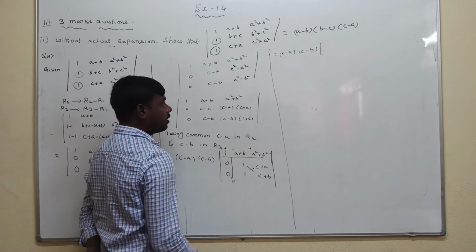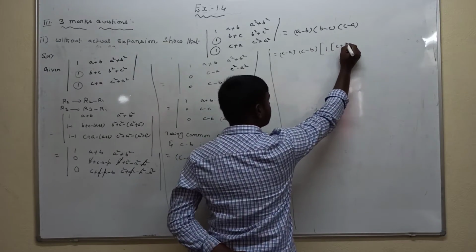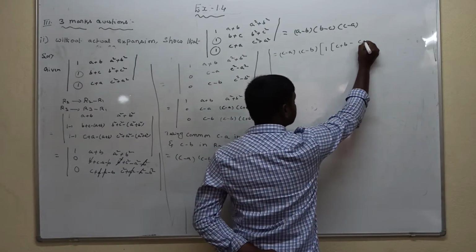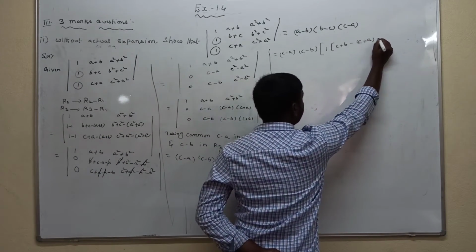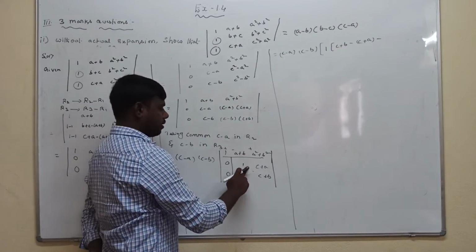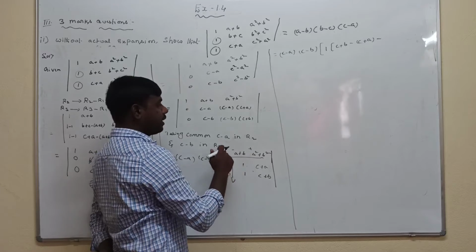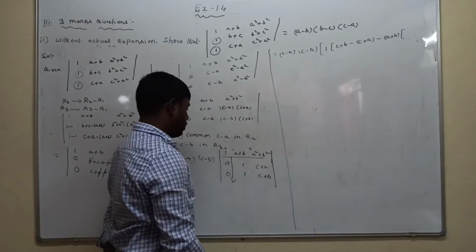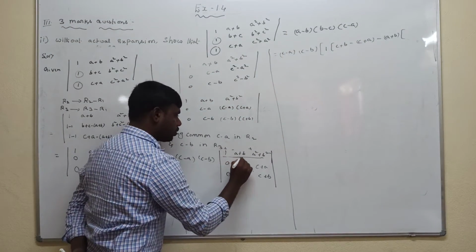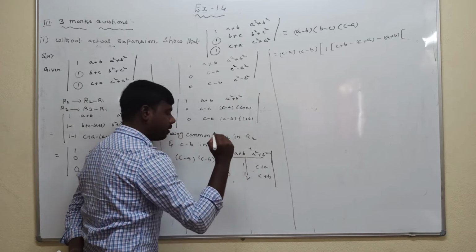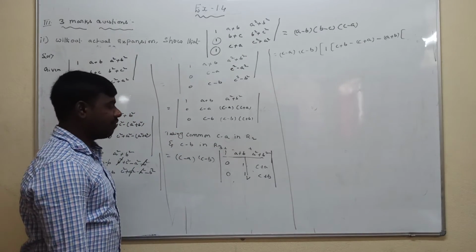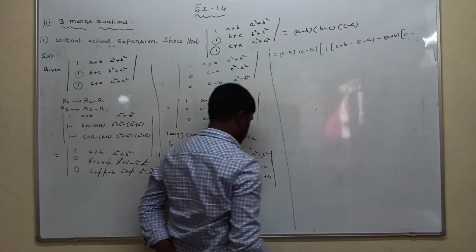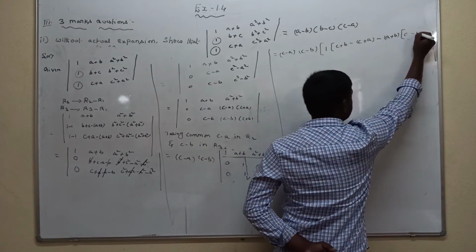So 1 into c plus b, c plus b, minus 1 into c plus a is c plus a. Next, second symbol is negative. Element is a plus b. So now a plus b present in the first row, second column is eliminated. We should cross multiply with the left of the elements. 0 into c plus b, 0 minus 0 into c plus a, where is 0.